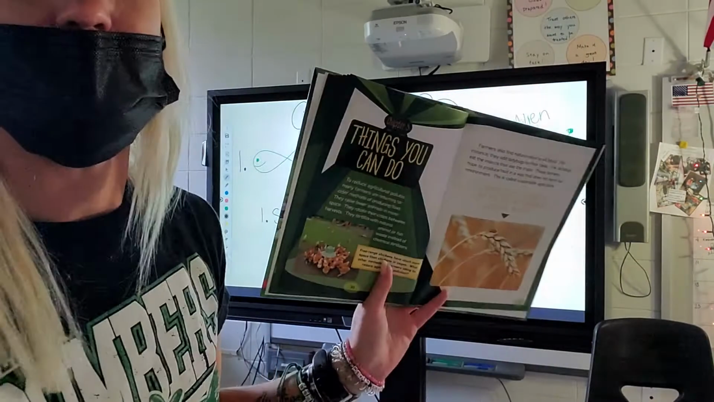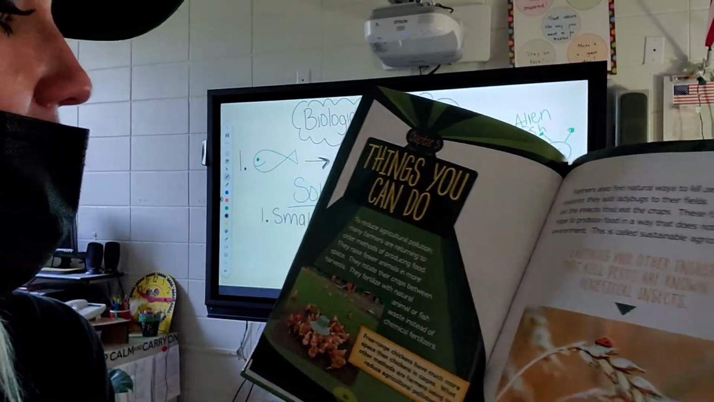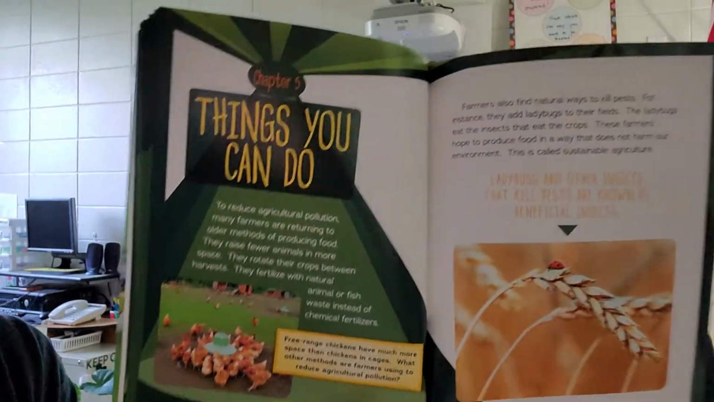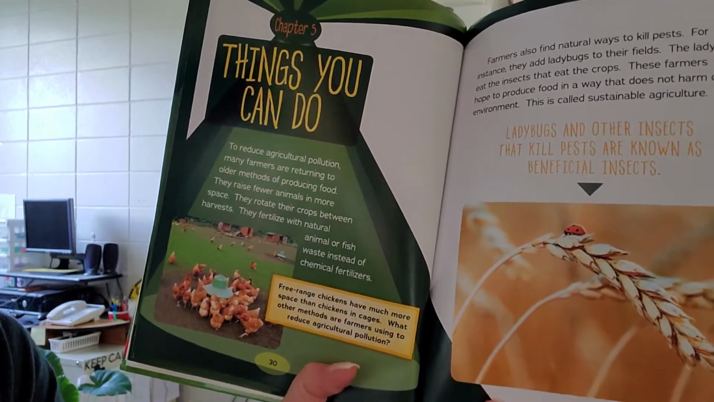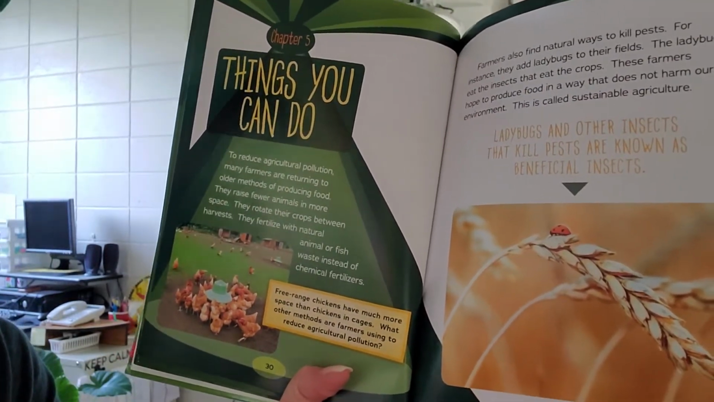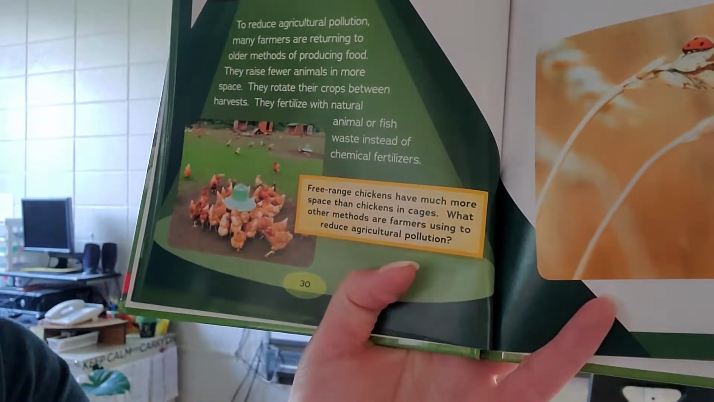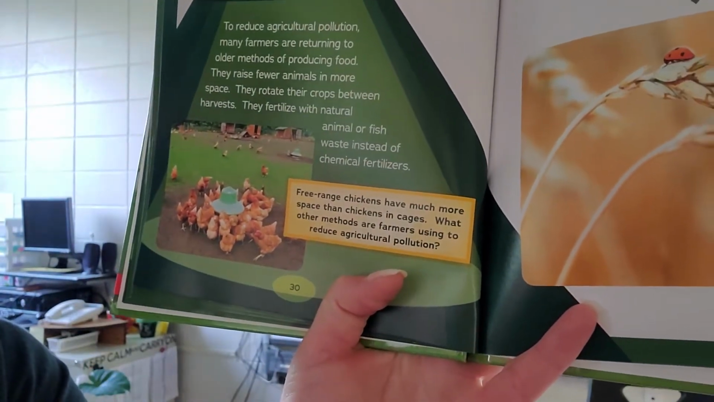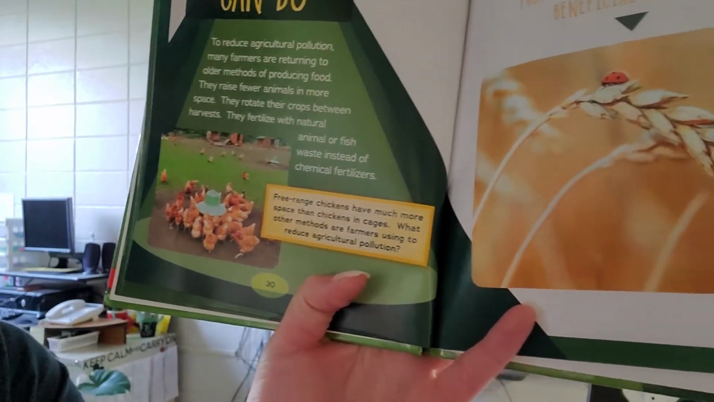Things you can do. To reduce agriculture pollution, many farmers are returning to older methods of producing food. They raise fewer animals in more space. They rotate their crops between harvests. They fertilize with natural animal or fish waste instead of chemical fertilizers.